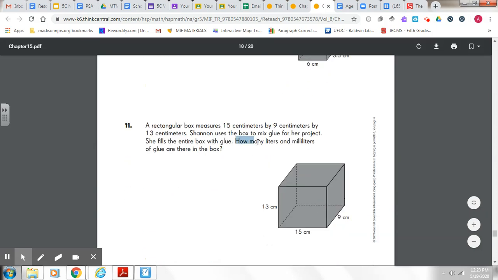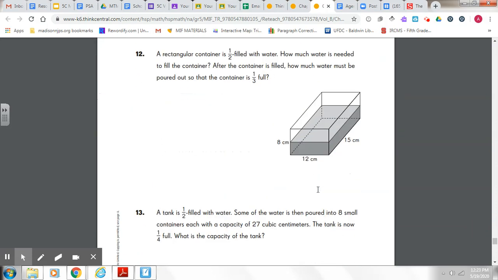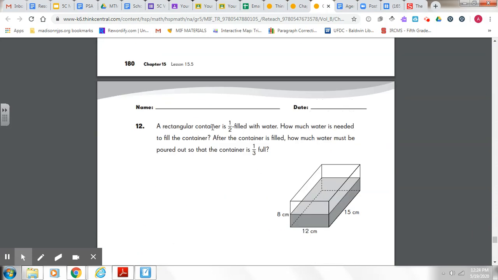How many liters and milliliters are going to be in this particular box right here? So we're looking for our answer to be expressed in a certain way. So make sure you read over the Google form very carefully for how that answer needs to be formatted. And then the final question we'll do today is taking a look at this problem. And this problem on the Google form will be broken into two separate problems.